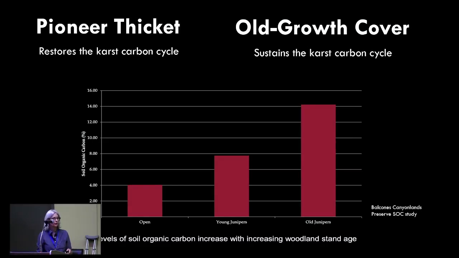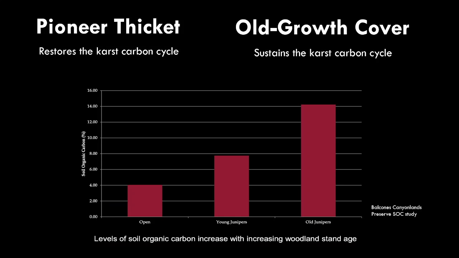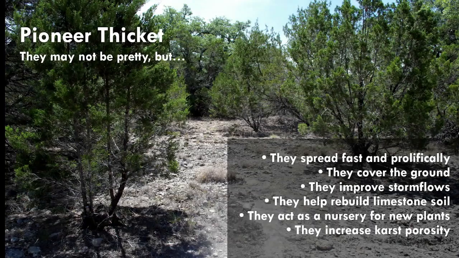And this was provided to me by Lisa, and it shows one of the studies that they did on the soil organic carbon. The open area, which is your degraded area, versus a young juniper area, and then your old growth juniper area. So there's a significant increase in the amount of carbon.